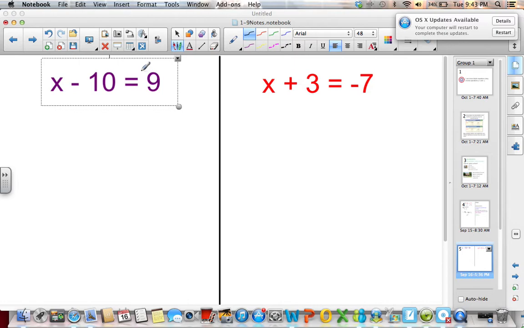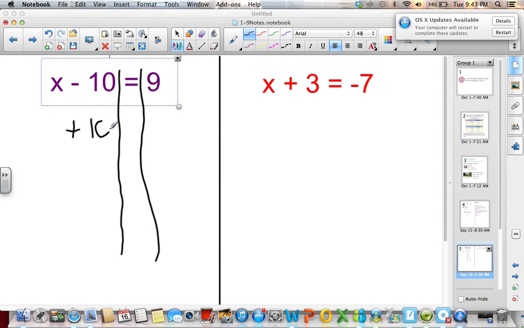So first step, make my railroad tracks. I don't know why that is in a box, but I'm just going to leave it. We find the side with the variable, this side. We see that we're subtracting, so we have to do the opposite, which is adding, because our goal is to get rid of this extra number on the side because we want the variable alone. We want to know what number minus 10 equals 9.